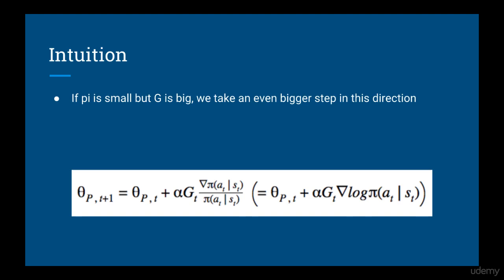Second, consider pi, the probability of choosing action A. We are moving in a direction inversely proportional to pi. This is good because if pi is small but the return is good, then we can take an even bigger step in that direction.